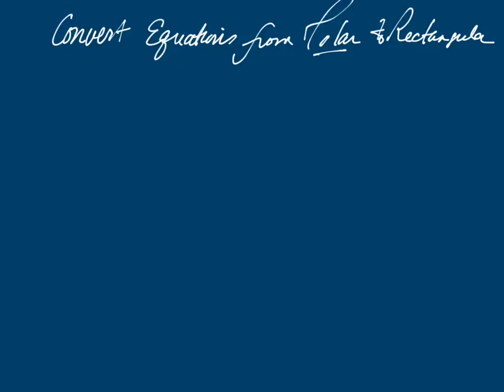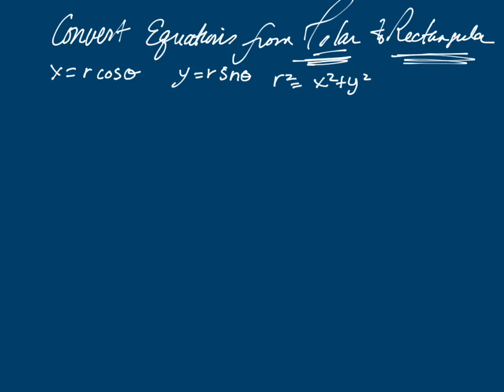For 13 through 16, you're supposed to convert equations from polar form to rectangular form. And so we have to remember all those little tricks. So what do we have to remember? We have to remember that x equals r cosine theta, y equals r sine theta, r squared equals x squared plus y squared, and tan of theta is y over x. All those things to help us do this.